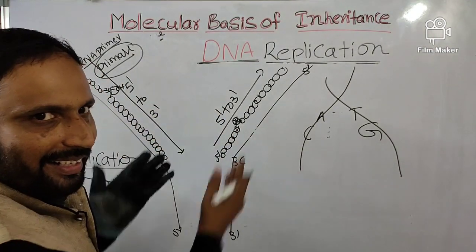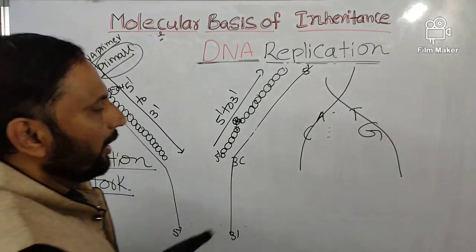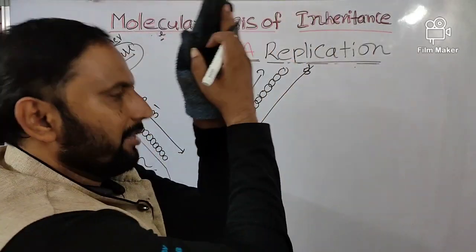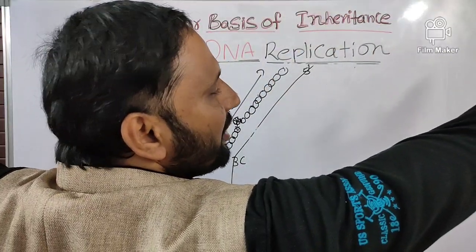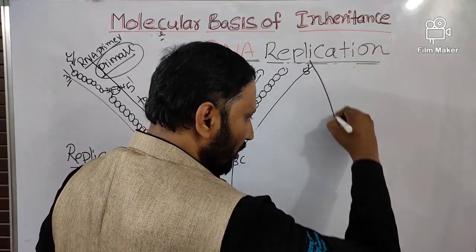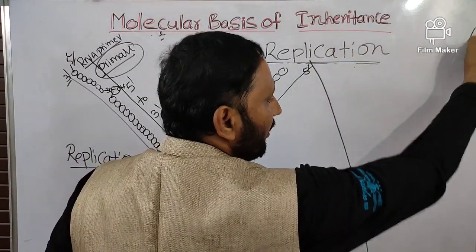It is a DNA dependent DNA polymerase enzyme. Now again replication takes place. Again the strands are separated from each other. Again hydrogen bond breaking takes place. So now look at here.